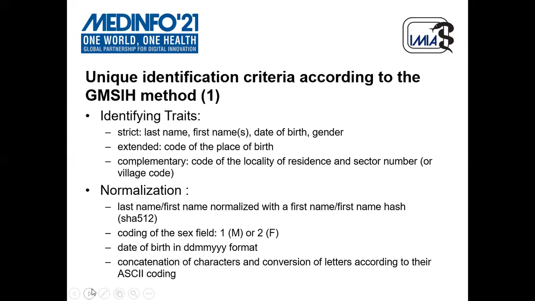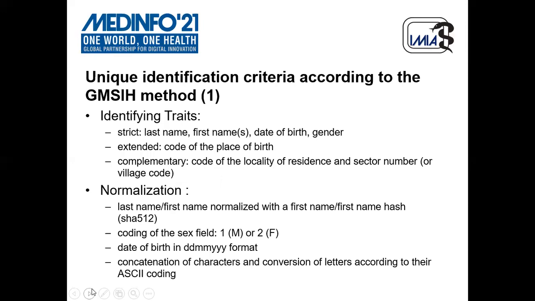So we have to identify the traits. When I say traits, I mean we have to know the last name, the first name, date of birth, and the gender. And also the code of the place of birth, the code of the locality of residence, and the sector of this patient.